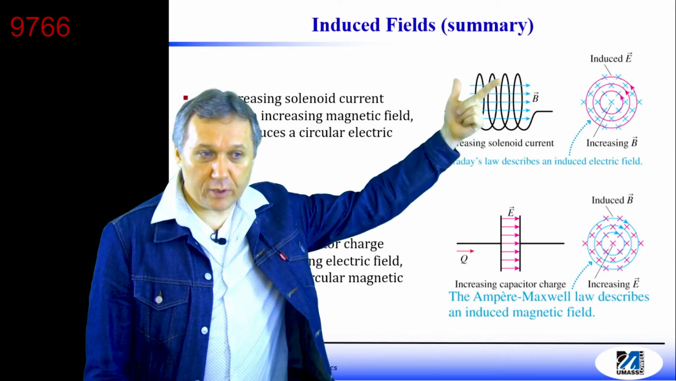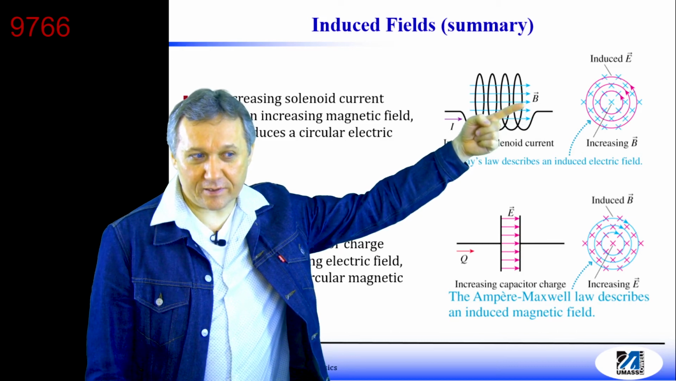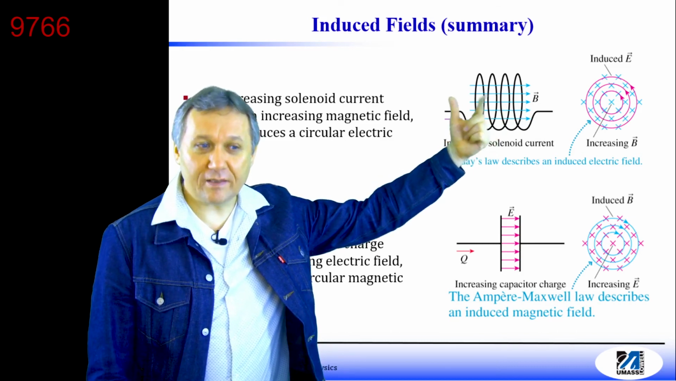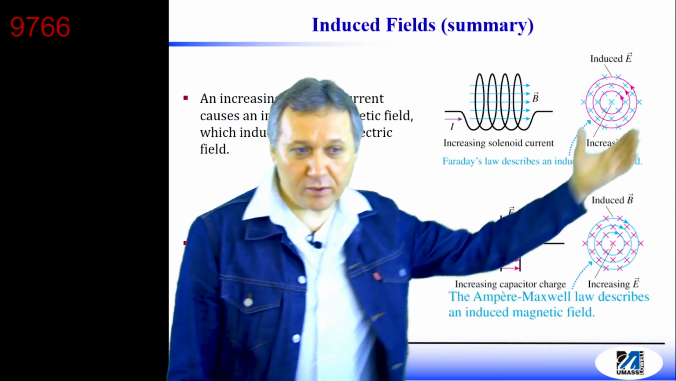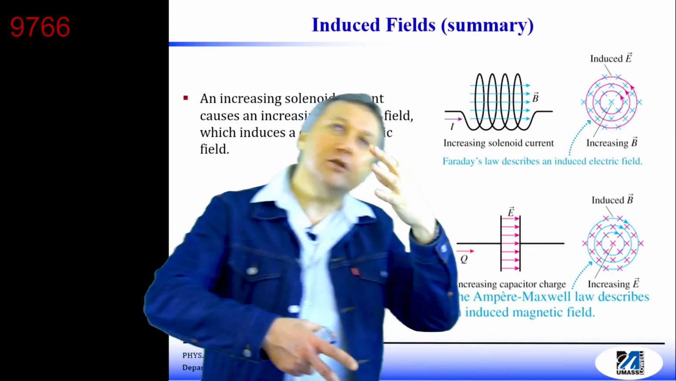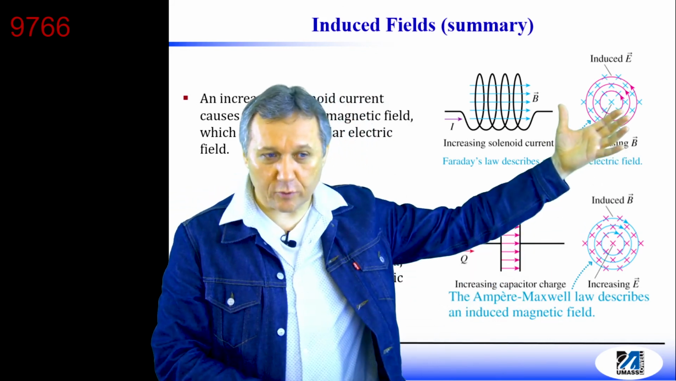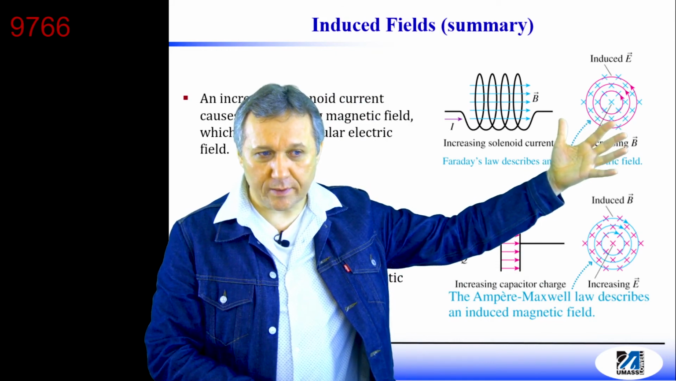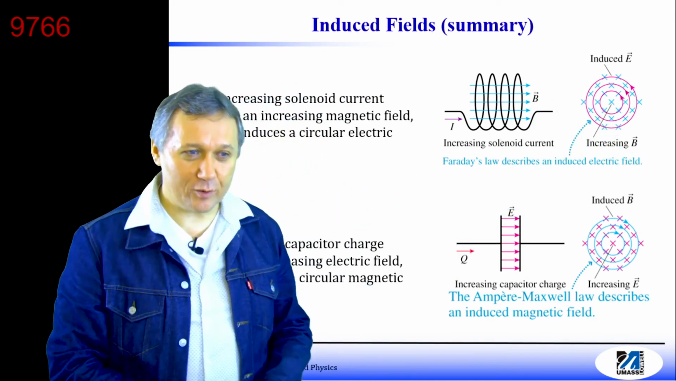Faraday's law. If you have a solenoid, and if the magnetic field inside changes in time, then inside of the solenoid there will be an induced electric field. Induced electric field lines form circles, right? And we know how to find the direction of those circles and so on. So inside of the solenoid we can have an induced electric field.